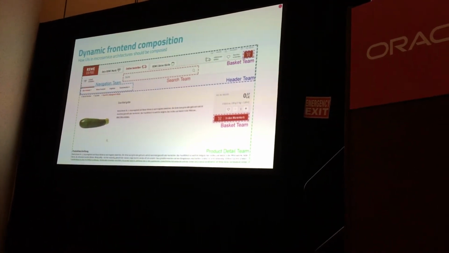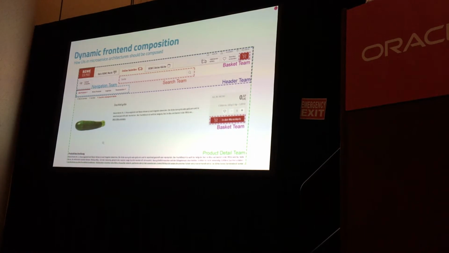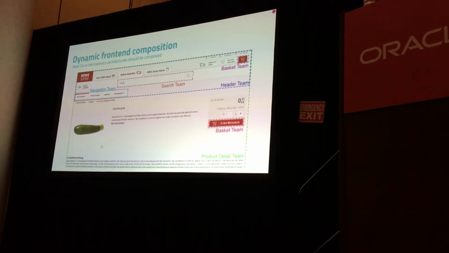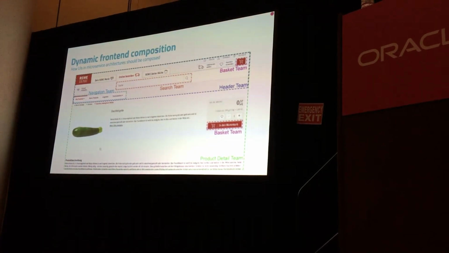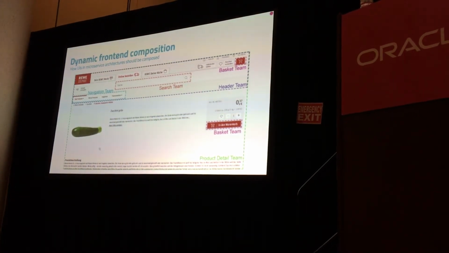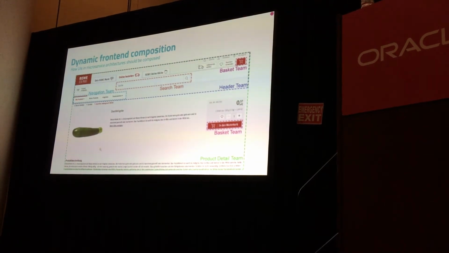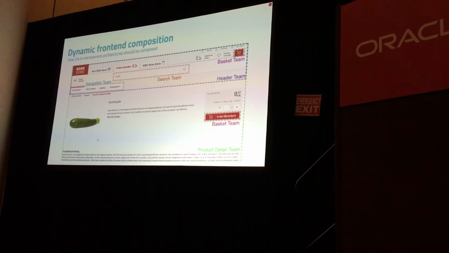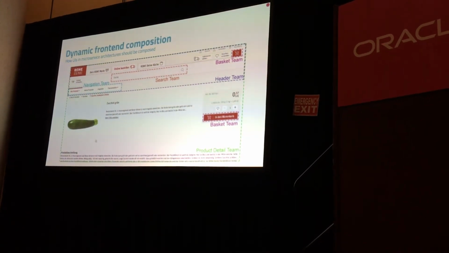And this is coming from different services in our infrastructure. So you see there's a search team, navigation team, basket, header, and product detail team. And those teams are providing information for this page. And they are not only providing information, but they are providing real HTML snippets. They're providing real CSS and real JavaScript to build this page together.